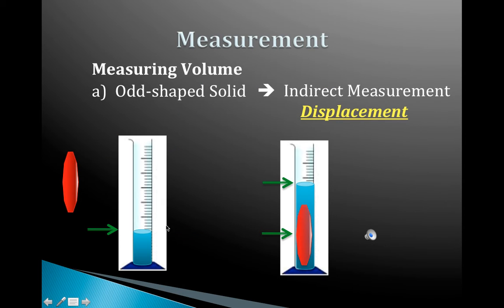So here's a picture. We take a volume here, whatever that is. Now we add our odd-shaped object, and here's our water. We take a new reading. Taking the bigger number minus the smaller, that difference tells us the volume of this solid object. Because the solid object has pushed water out of the way, it's called the displacement technique.